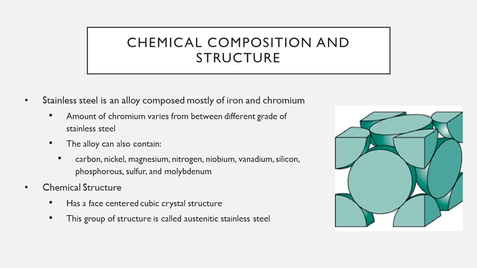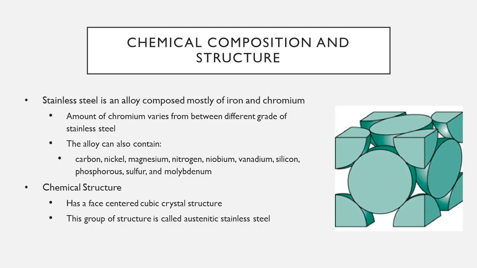So first up is stainless steel. Stainless steel is an alloy of iron that's composed, I think by definition, of at least 10.5% chromium. The amount of chromium from there can vary between different grades of stainless steel. But we never have alloys of just pure iron and chromium, at least used commercially or in biomedical fields. The alloys will also contain trace amounts of anything from carbon, nickel, magnesium, nitrogen, silicon, phosphorus, sulfur, molybdenum, and many other metals that can themselves impart different properties to the alloy.